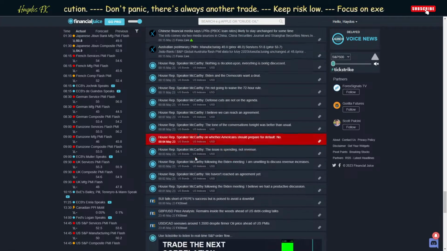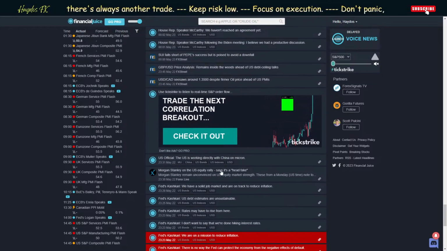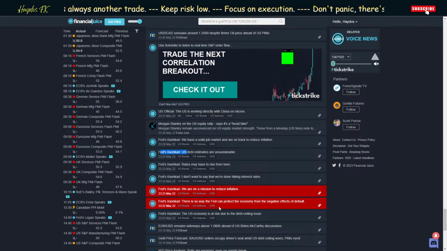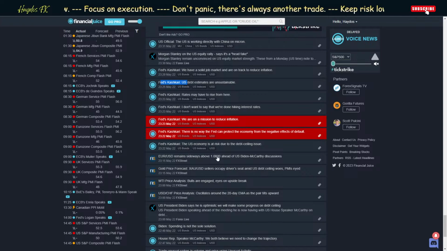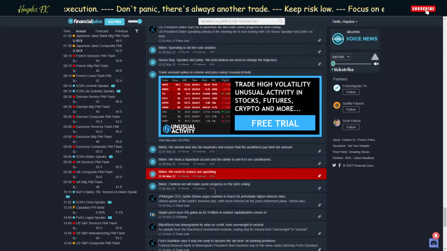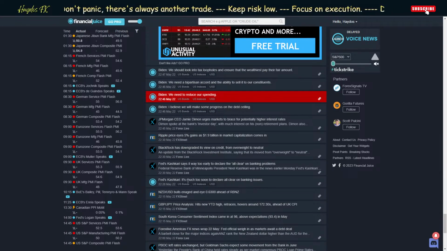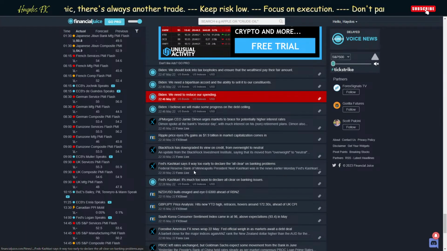Speaker McCarthy. So we've still got all this debt ceiling is going to be the theme for this week. Here we go, Kashkari. More comments, 11 o'clock. On a mission to reduce inflation, no way the Fed can protect the economy from the negative effects of default. Oh, that's talking about debt ceiling. It's all drama. It won't happen. But yeah, this Kashkari guy seemed to have worked overtime yesterday.